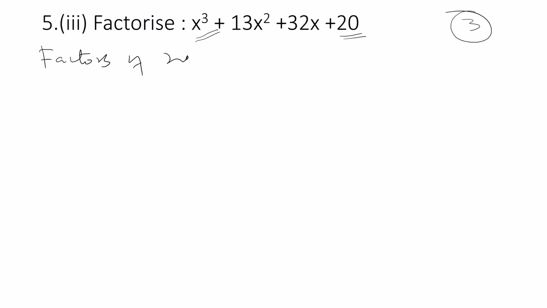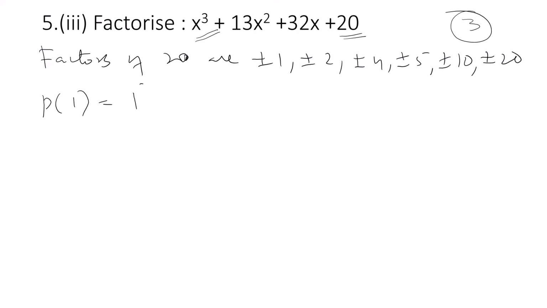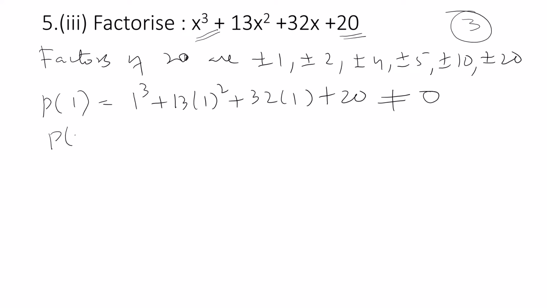You take this 20 and write all the factors of 20. Factors of 20 are plus or minus 1, plus or minus 2, plus or minus 4, plus or minus 5, 10 and 20. So let's start with 1. First I am going to find out P of 1 and see whether you are getting it as 0. 13 into 1 square, 32 into 1 plus 20. Definitely you are going to get a value which is not equal to 0, because everything you have to add. Now take P of minus 1.